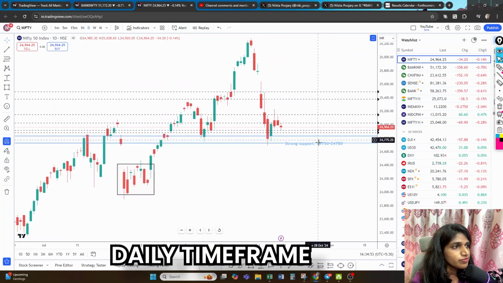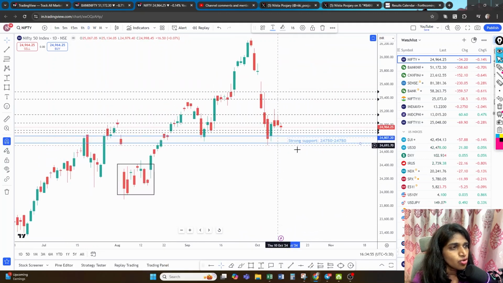On the daily time frame, we had mentioned strong support around 24,750 to 24,780. It took support near the 24,700 zone, and then it reversed. Yesterday was an inside bar, and today was an even smaller bar than yesterday's bar.